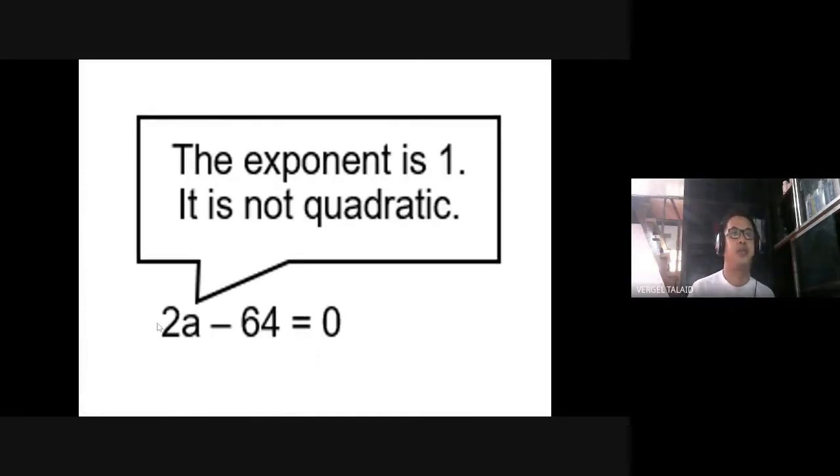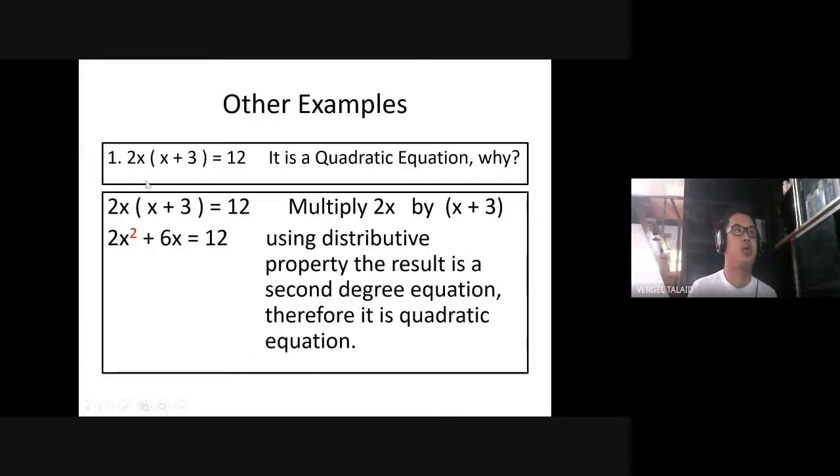Next is 2a minus 64 is equal to 0. So this is not a quadratic equation since it is a first degree equation. So this is not a quadratic but a linear equation. Now, how about 2x quantity x plus 3 is equal to 12? Is this a quadratic equation? Yes, it is a quadratic equation.